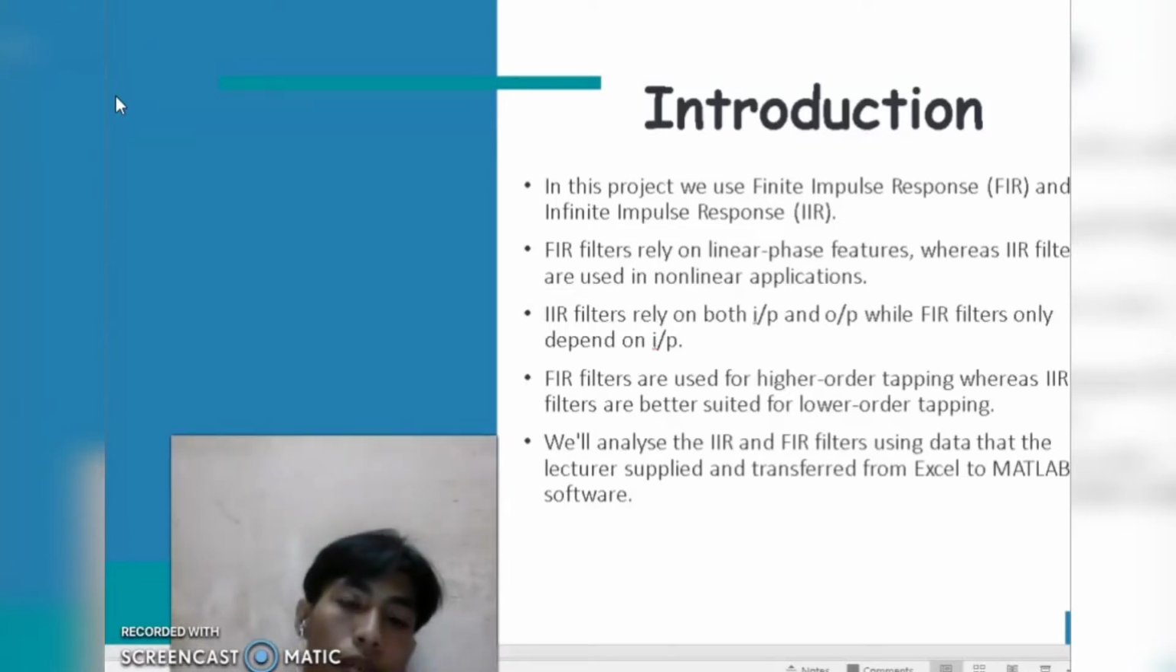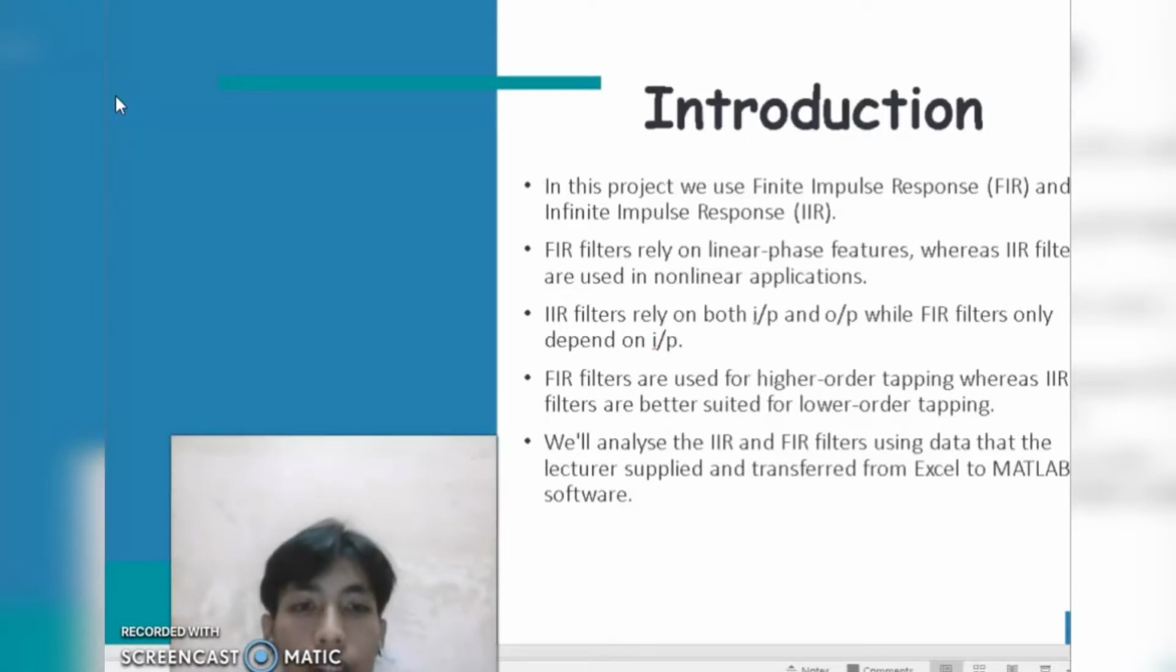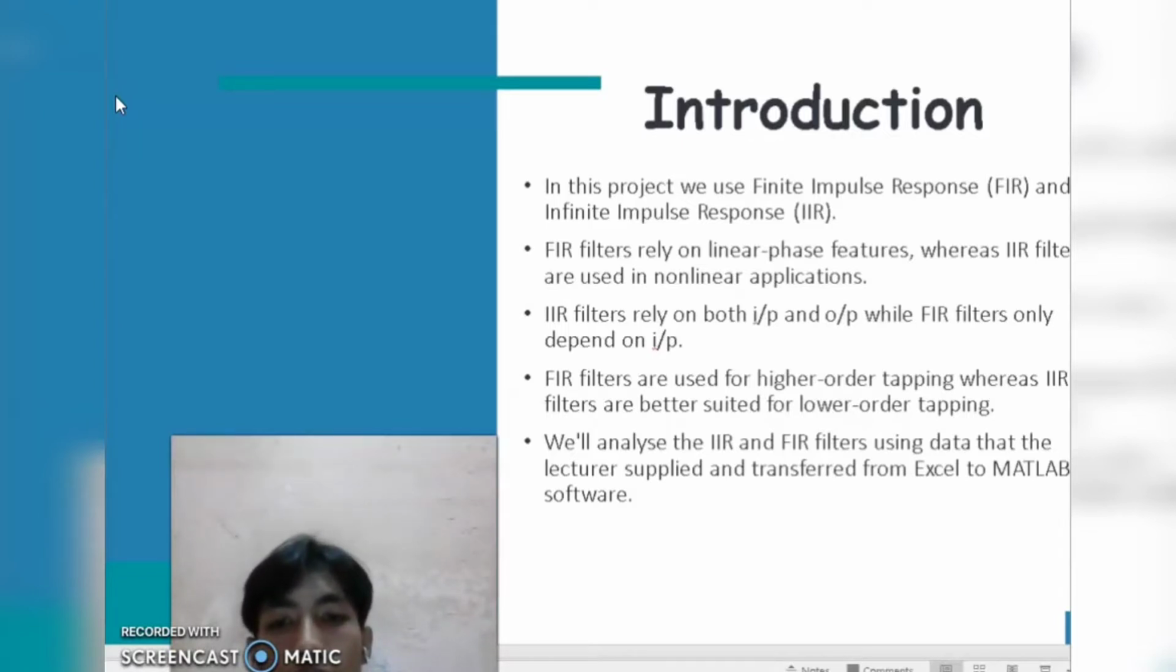I'm going to present the introduction of our project. In this project, we use finite impulse response (FIR) and infinite impulse response (IIR) filters. The FIR filter always permits linear phase, whereas the IIR filter is more challenging to regulate and does not have a fixed phase.